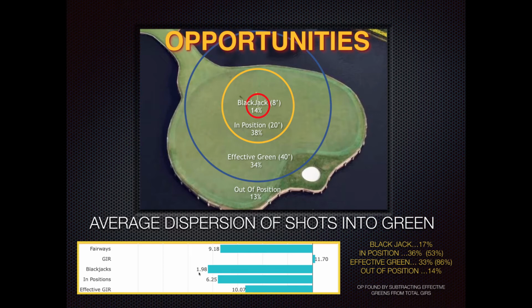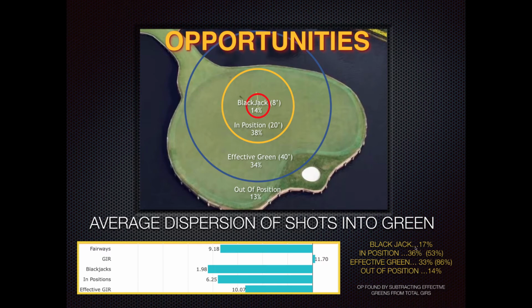Blackjacks, they average roughly 2 per round, which is good. In positions, they average about 6.25. So 6 shots are 20 feet and in. And then effective greens, they have roughly 10 shots, but actually 4 shots in the circle.